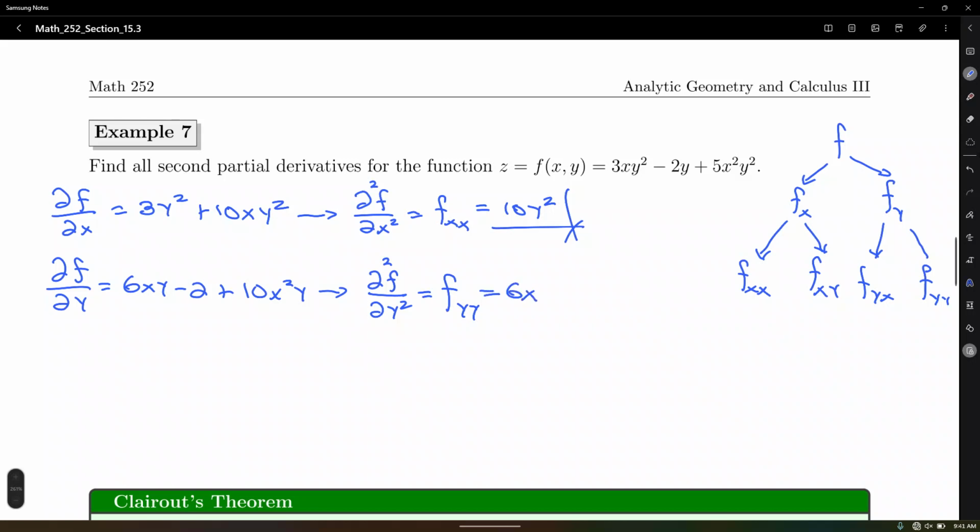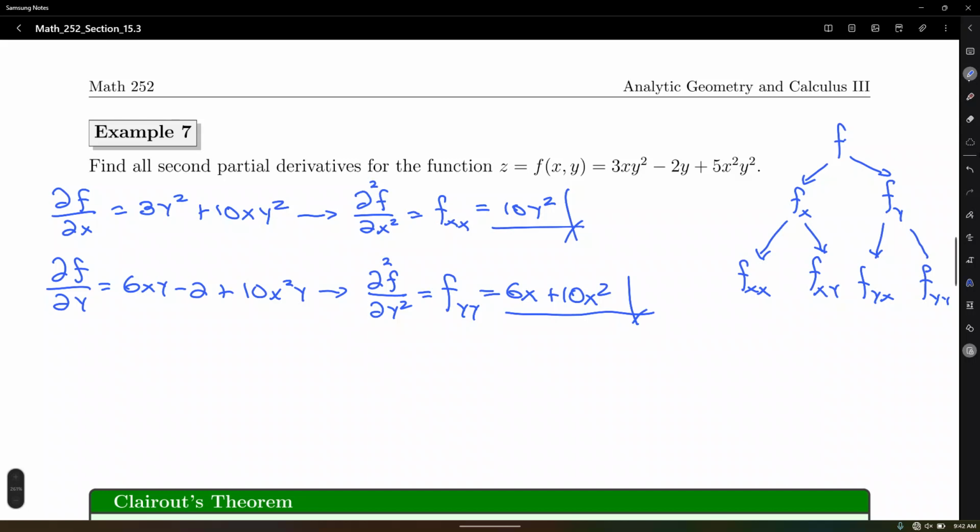The derivative of 2, that's 0. The derivative of y is 1 plus 10x squared. All right? So that is our second partial. So in this case we went fx, fxx, and then we went fyy. Now we're going to get the two branches in the middle. So we're going to go f with respect to x and f with respect to y.